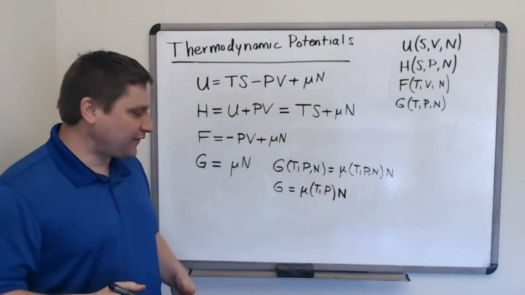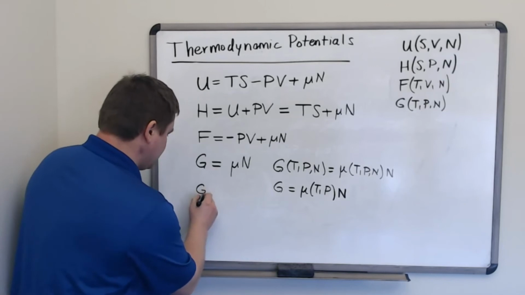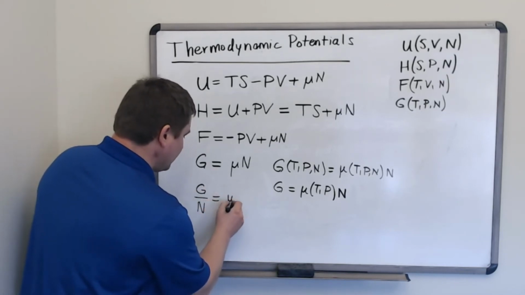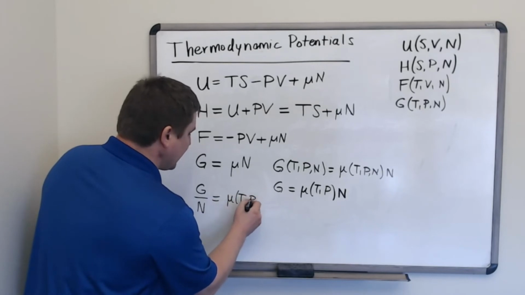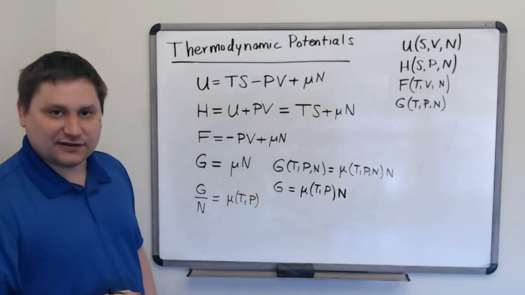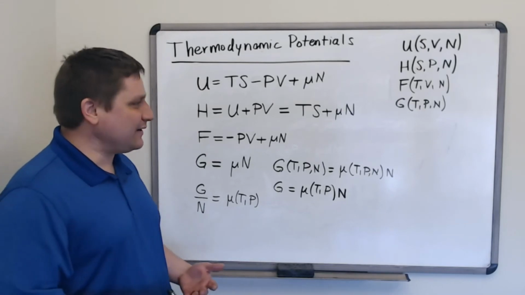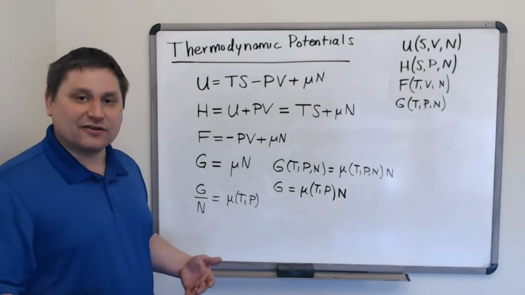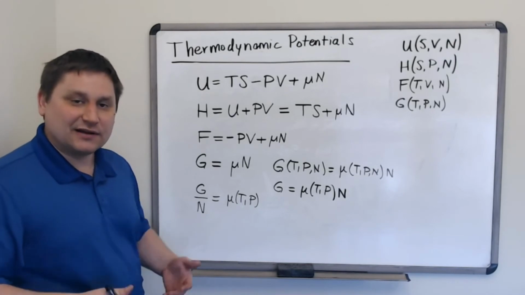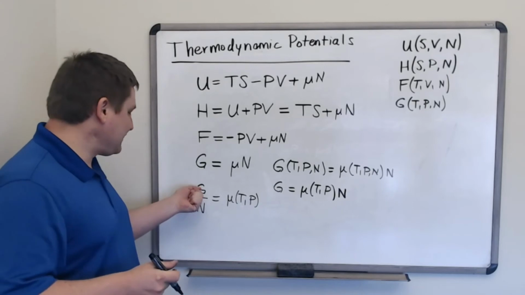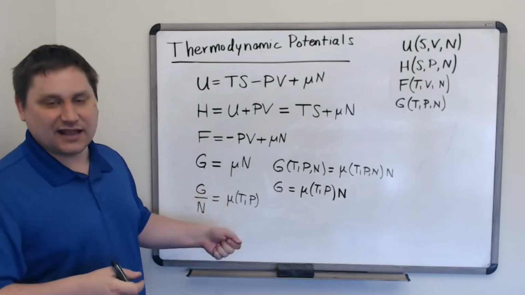Therefore, the Gibbs free energy divided by the particle number is equal to the chemical potential when expressed in terms of temperature and pressure. This is another reason why we find the Gibbs free energy appearing all the time in chemistry. The chemical potential is what controls chemical reactions, and the Gibbs free energy is essentially the chemical potential.